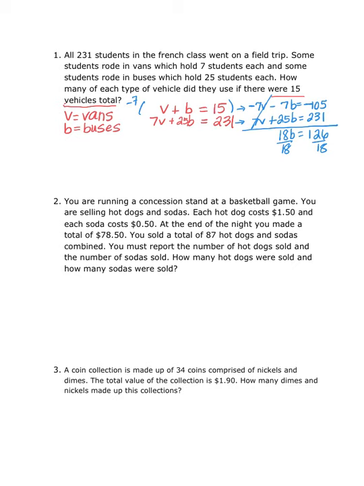Is 7. Couldn't find my calculator, had to do that by hand. So we know that the number of buses is 7 because B equals 7.